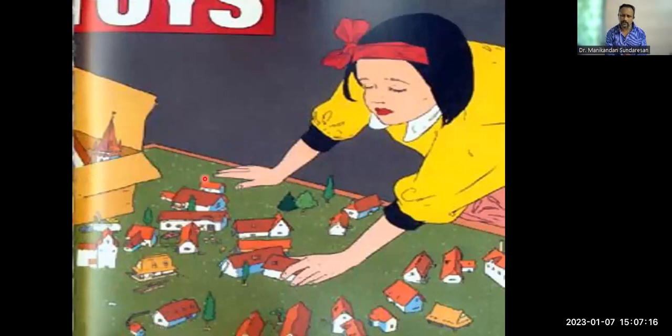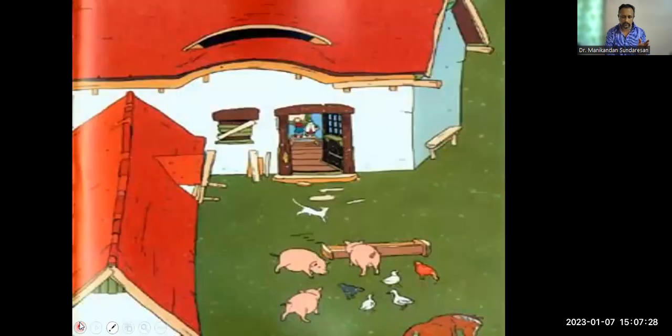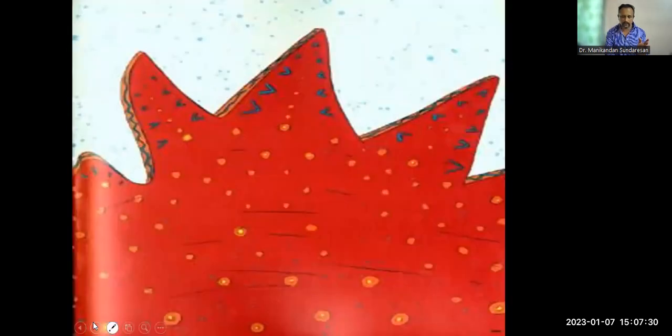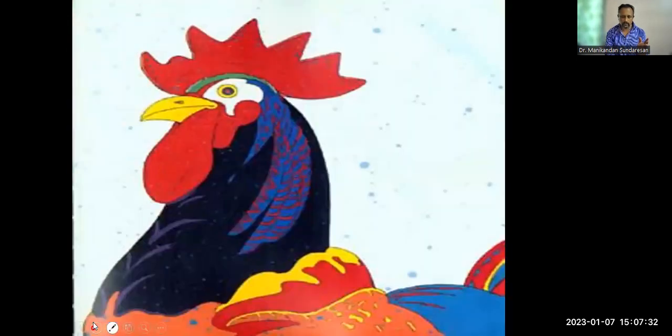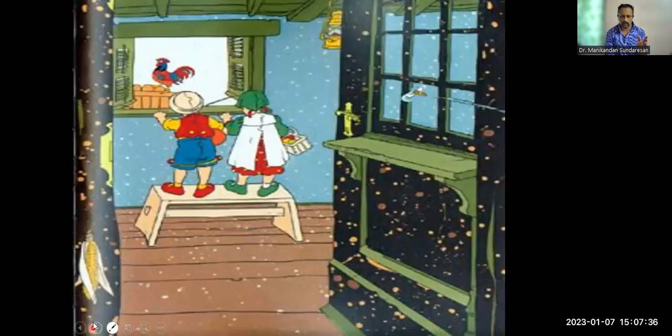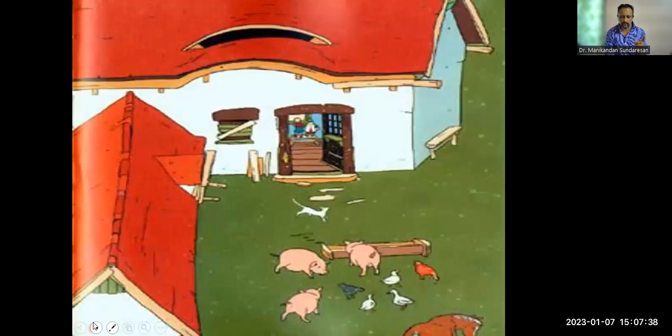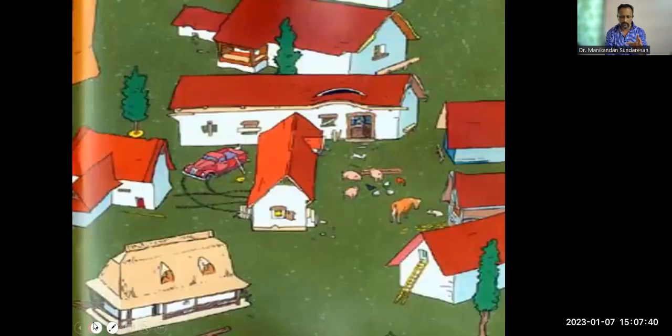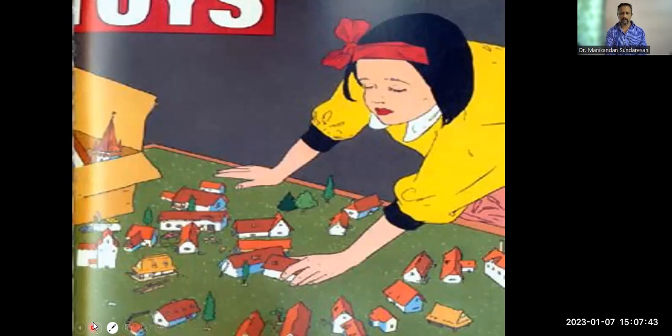It's not even a land. It's a toy board where the girl is enjoying arranging the toys. Again, one more time, let me remind you where we started. Yeah, we started with this. Number 2, number 3, number 4, number 5, number 6, number 7, number 8.